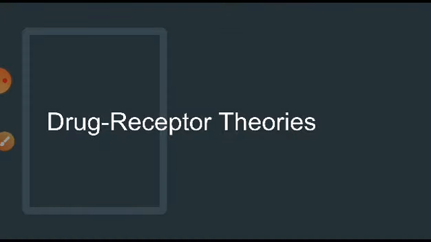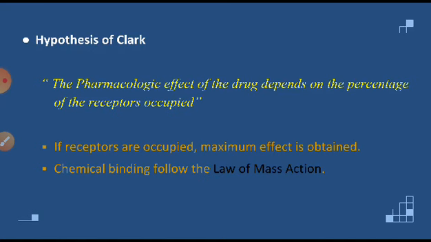Now there are certain theories which have been given for the drug receptor concept, and these theories still exist, but certain theories have been widely accepted. So I will tell you, from the beginning, as I told you, the scientists were finding out how it happens. Here is one hypothesis given by Clark. He was a very renowned name in receptor or molecular studies. What he said is that the pharmacologic effect of the drug depends on the percentage of the receptors occupied.